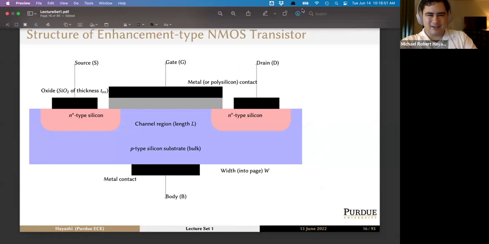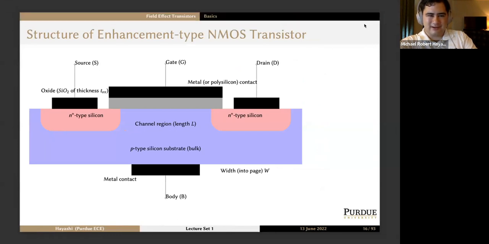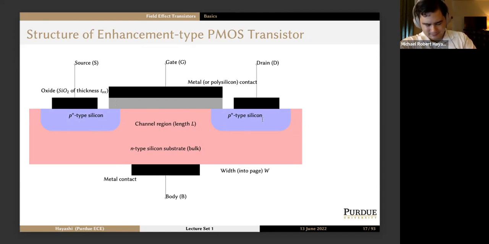Now, don't blink, you might miss it. Here is the next slide, which is an enhancement type PMOS transistor, which is the exact same thing with the same labeling of terminals and the oxide and the metal contacts, except we have an N-type silicon substrate and P plus type silicon wells beneath the source and the drain.